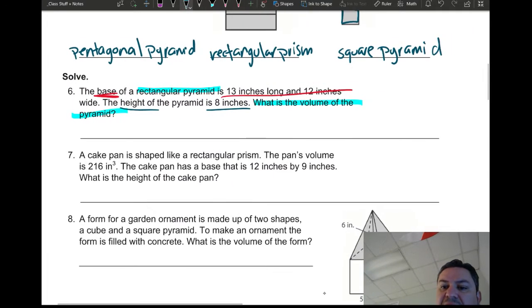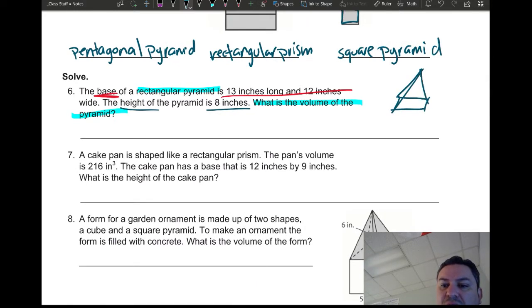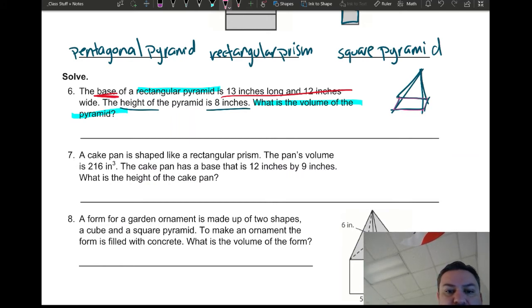So basically I have something like this, and I always like to draw my prisms or pyramids. So it says that the base is right here, the base of the rectangle is going to be 13 by 12.